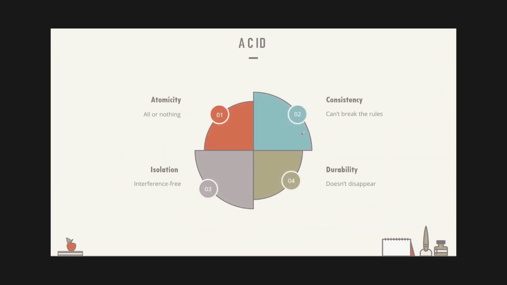What is ACID basically? As you can see on the screen, the word ACID is written, and each letter denotes something in terms of data reliability. A denotes atomicity, C denotes consistency, I means isolation, and D means durability. Let's start with atomicity. What does atomicity mean?